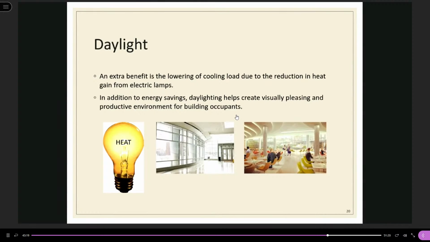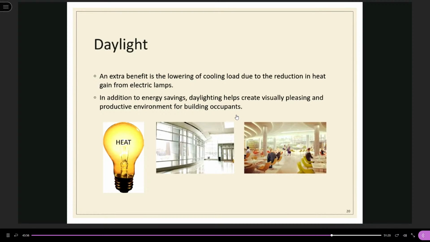So the lighting system is a heat source in the building. For the air conditioning system, apart from cooling the interior due to the heat transfer from the outside, the air conditioning system is also cooling the air due to the heat gain internally in the building.